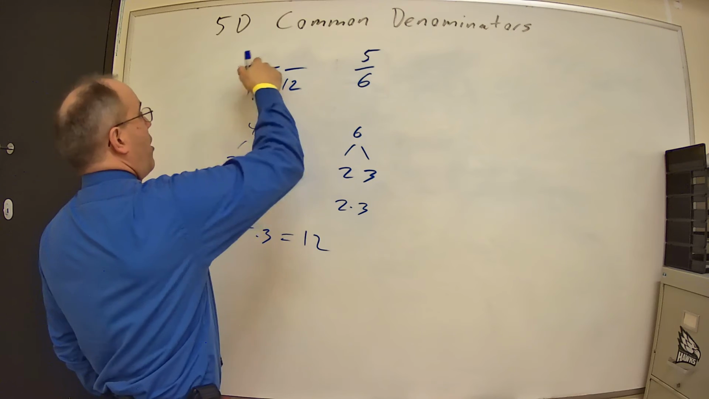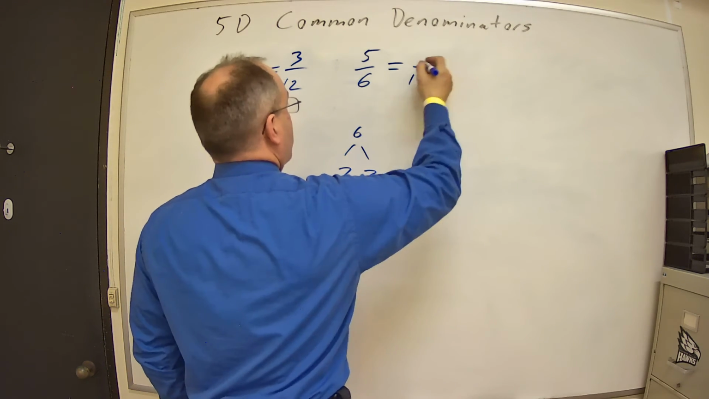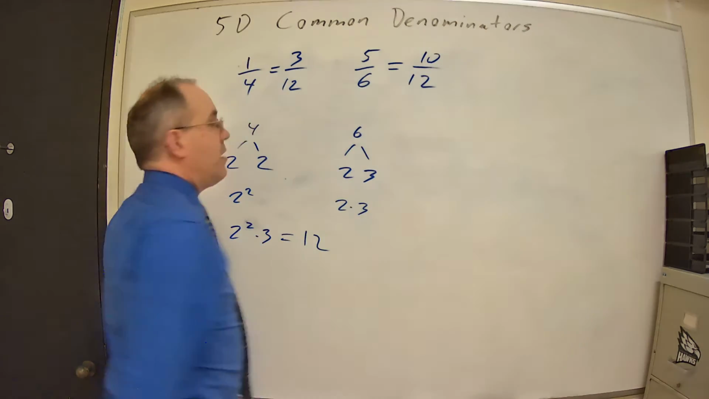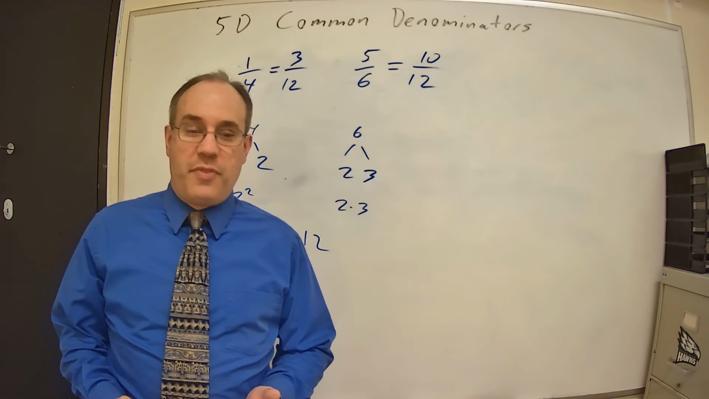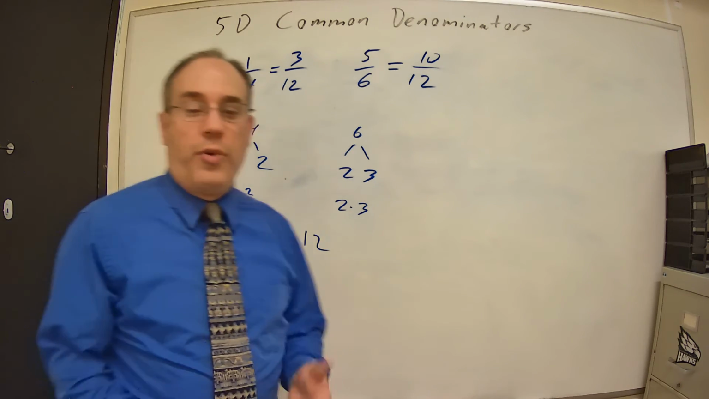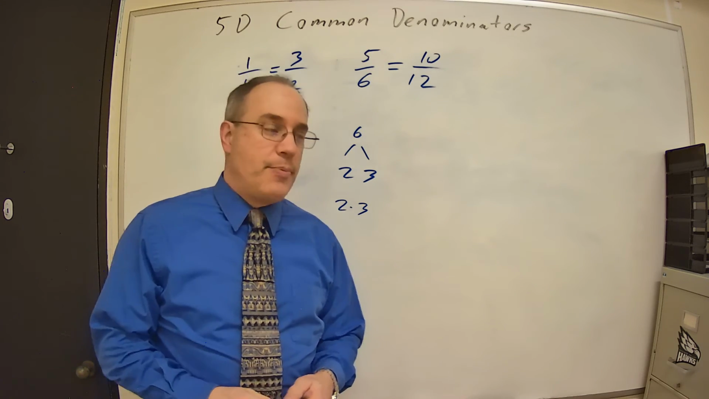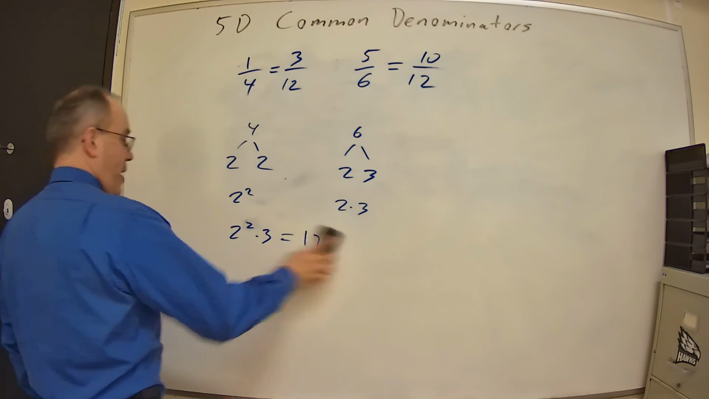4 times 3 is 12. 1 times 3 is 3. 6 times 2 is 12. 5 times 2 is 10. And we get our common denominator. So it's pretty cool. We can do it any number of ways. Again, a variety of options. You don't necessarily have to follow one particular path.